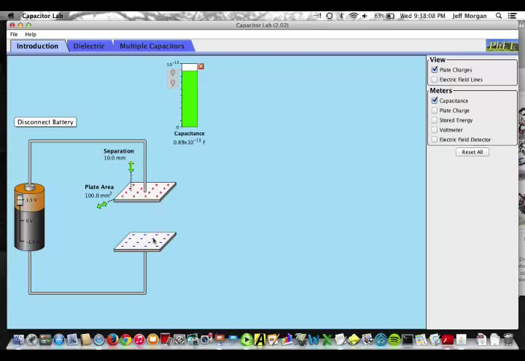Right now they're 10 millimeters apart in this. What's going to happen if we pull them further apart? Well, let's do that.